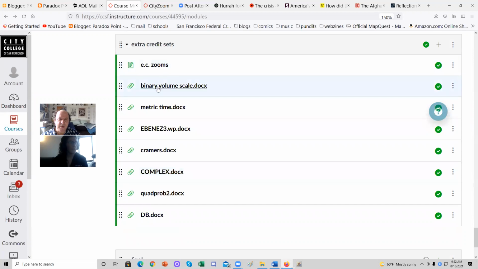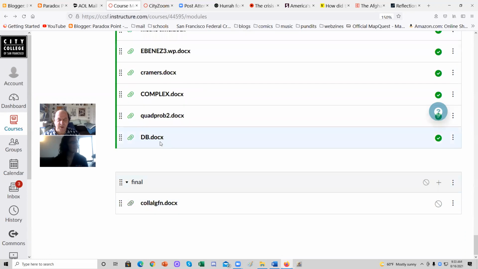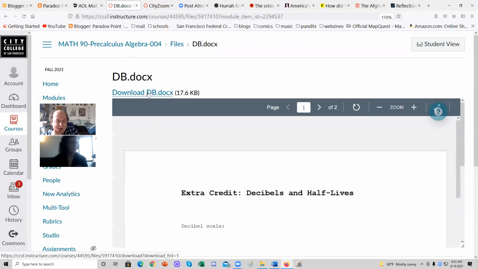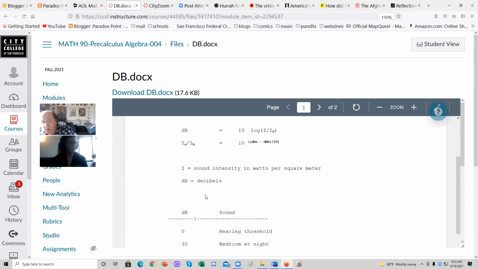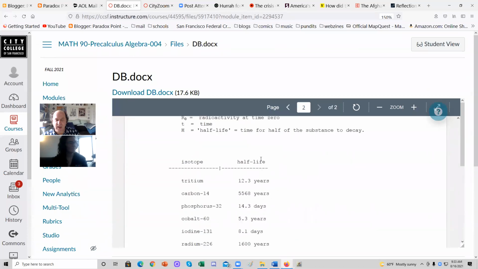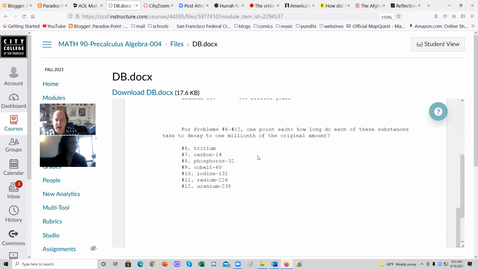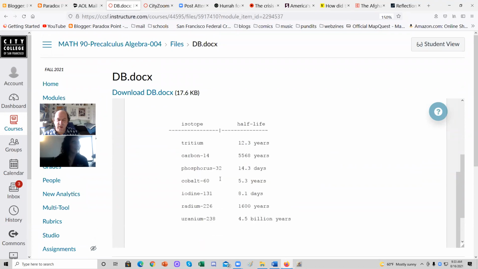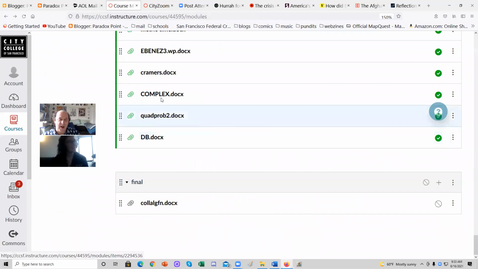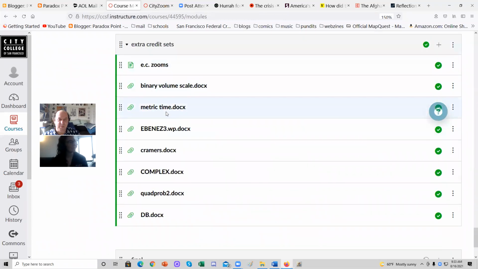This is about binary volumes, metric time, a linear algebra problem, a linear systems problem, complex numbers, quadratics, and a set of logarithmic problems about decibels and half-lives. You can download from here, and I describe a scale of decibels, and I ask for various ratios of loudness between various things. For radioactivity, I give you various half-lives and ask how long it takes to decay to 1/1,000,000th of the original amount of these various substances. That's what we'll be seeing when we get to the exponentials part. Here's quadratics, and here are some linear algebra problems, and so on.